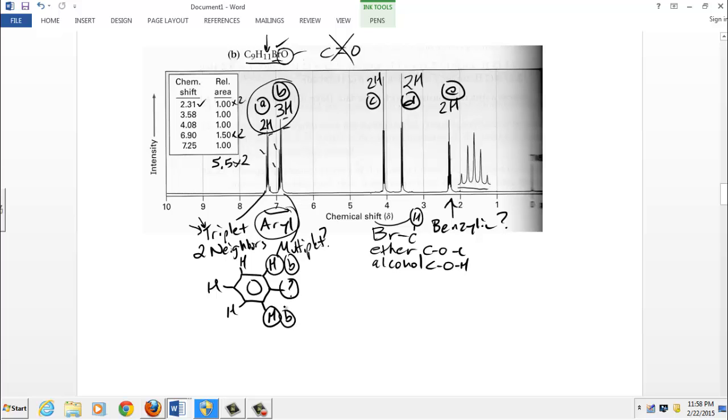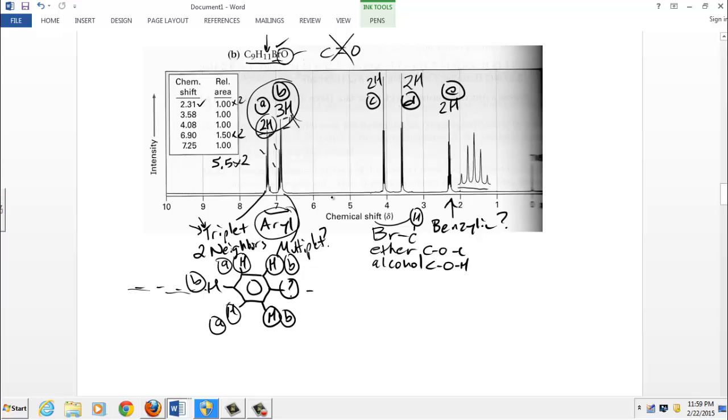Same is true for this one. And in fact, there's a symmetry plane right here. So this top B is equivalent to that bottom B. Where's peak A? Well, this one does have a triplet, but it's a single hydrogen. How are we going to get 2 H's to be equivalent? Well, let them be on opposite sides of this mirror plane. So I think this one is A, and this one is A, which means this one is B.